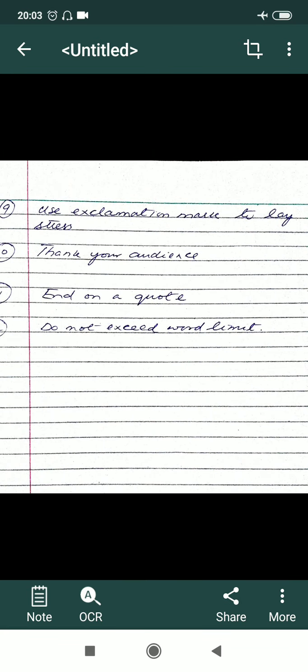Then we learned that we should use exclamation marks to lay stress. For example, how can this be possible! This is totally unjust! Exclamation marks are used for exclamations. They may show surprise, disappointment, happiness, or sorrow. So these exclamation marks bring feelings into your speech.